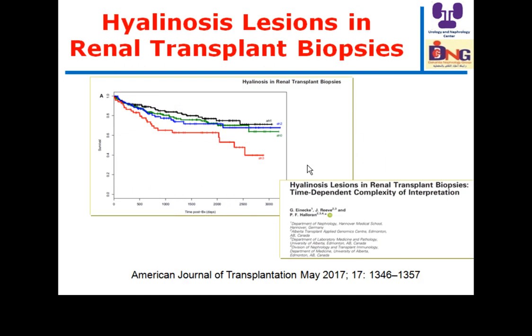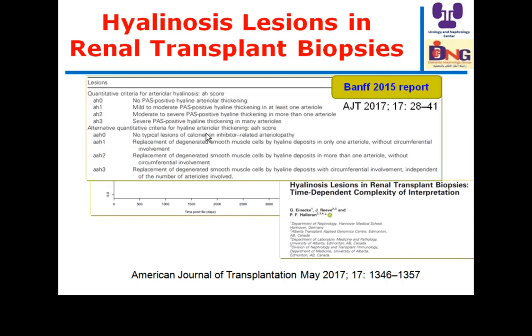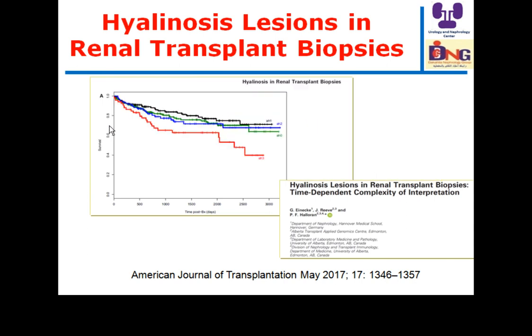This is a very interesting article that was published in this journal this month about the hyalinosis lesions in renal transplant biopsies. And here this is a Kaplan-Meier curve. As you see, if arterial hyalinosis is severe, AH3, and you can know the degree of hyalinosis by looking at the criteria in Banff, so you can read the 0, 1, 2, 3 hyalinosis.